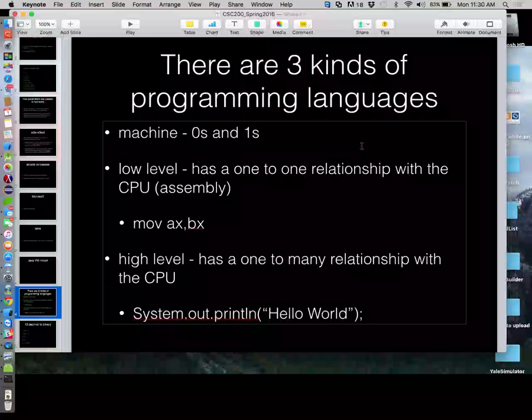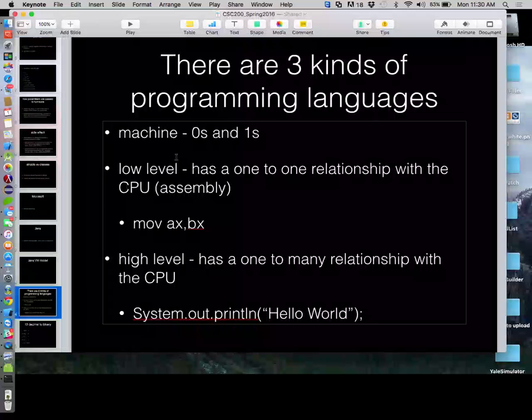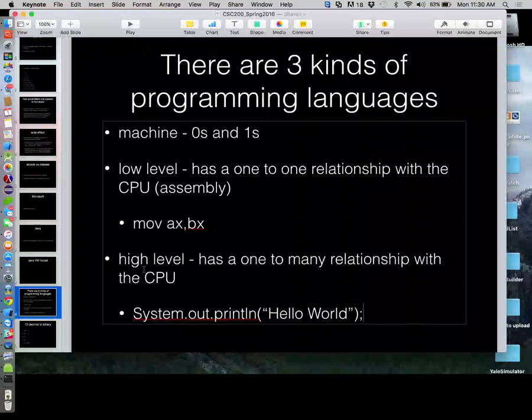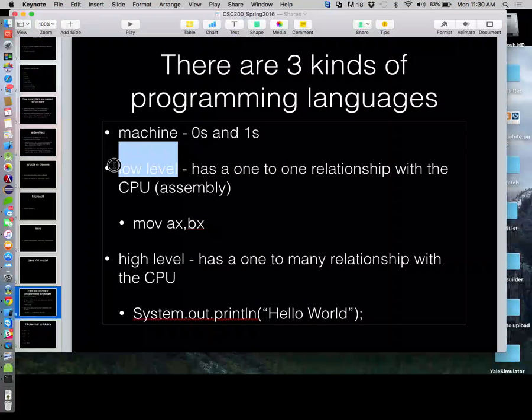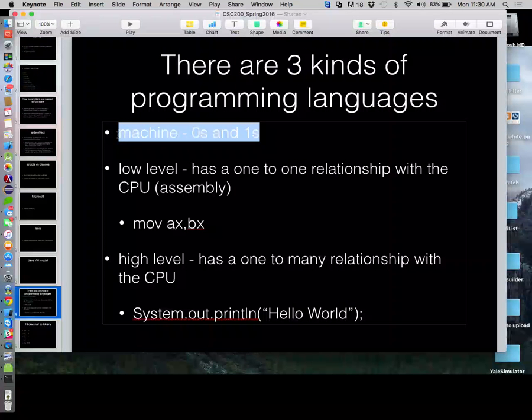So these are our three kinds of programming languages: machine, low level, high level. We prefer these guys. We can tolerate these guys, and we're changing professions if we were asked to use that guy.